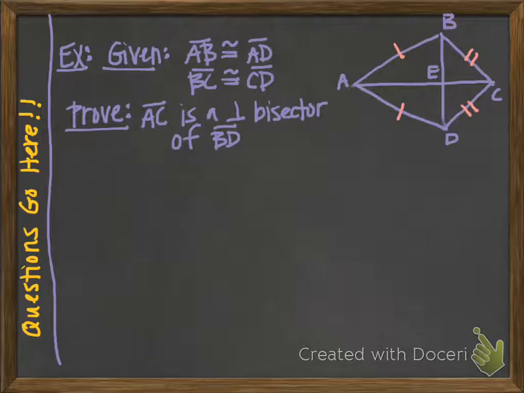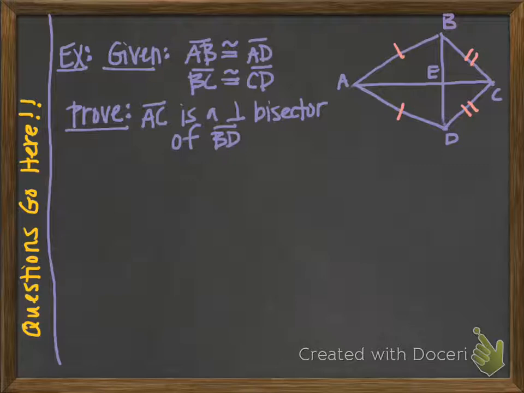We're trying to prove that AC is a perpendicular bisector of segment BD, which means that it makes a right angle with BD and it cuts it in half. In order for it to cut it in half, that means BE and ED would be congruent. So somehow we're going to need to say that, and we're going to need to say that we've got right angles there.